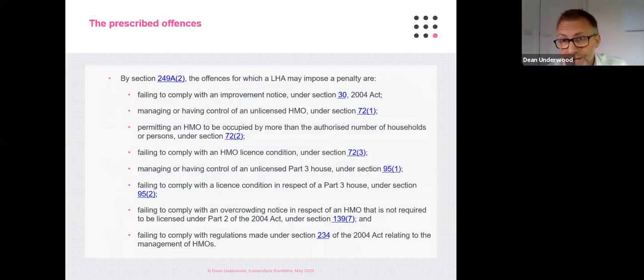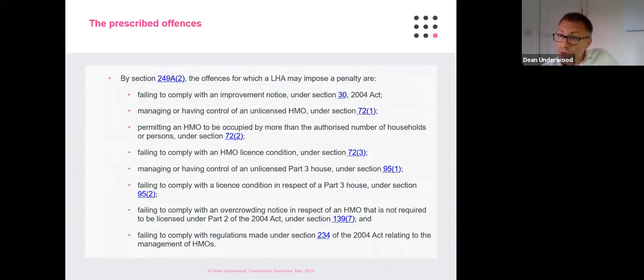By my count, if my arithmetic is correct, there are 8 different and particular statutory offences for which a penalty can be imposed. So the first of them, under section 30, failing to comply with an improvement notice, which has been served under part 1 of the 2004 Act. Then managing or having control of an unlicensed house in multiple occupation under section 72, the first of the part 2 offences for which a penalty can be imposed, and there are 3 of those.